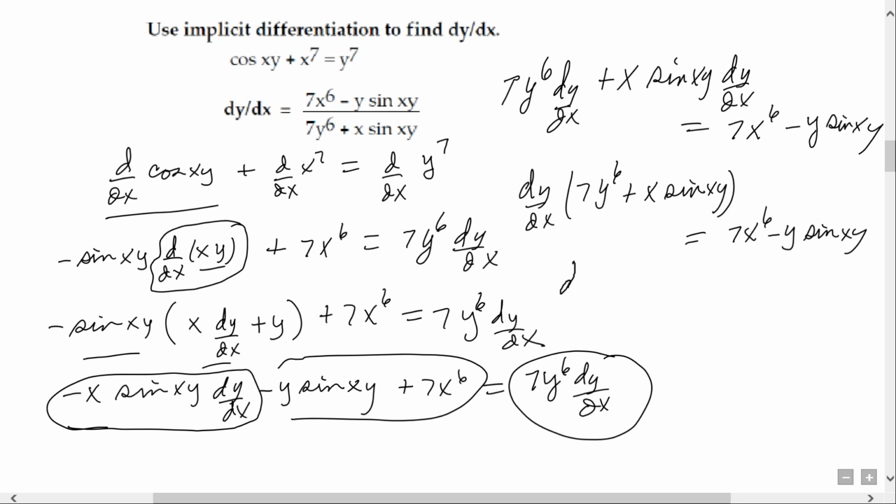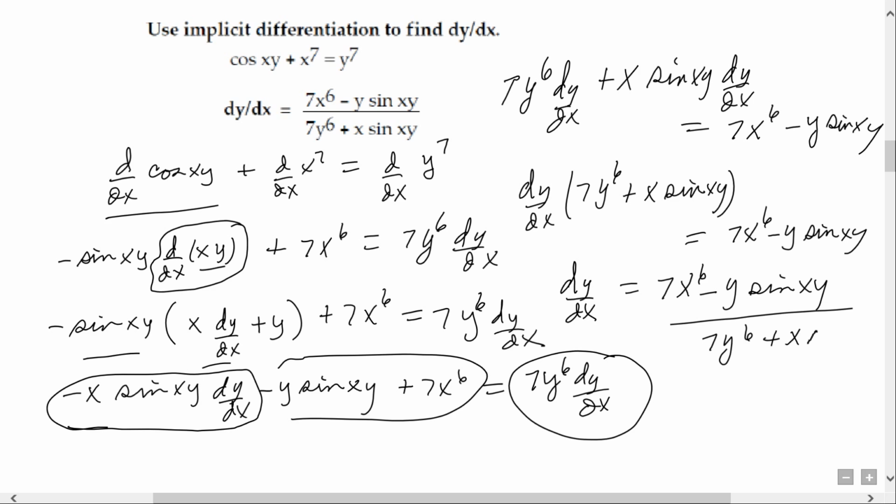And dy dx is now equal to 7x to the 6 minus y sine of xy divided by 7y to the 6 plus x sine of xy. And here is the answer.